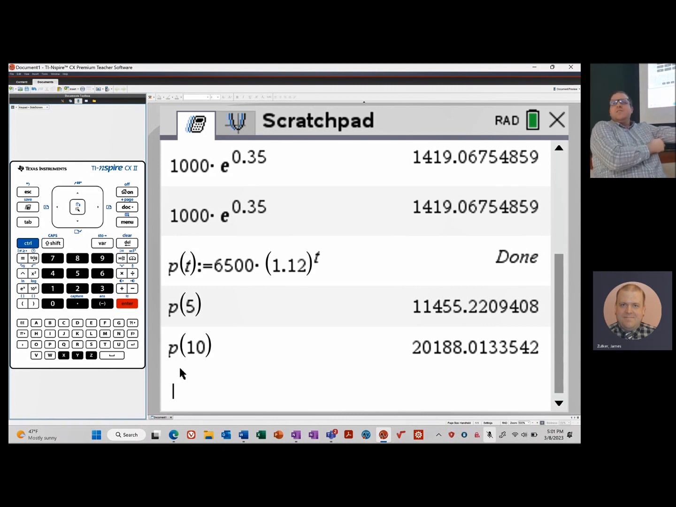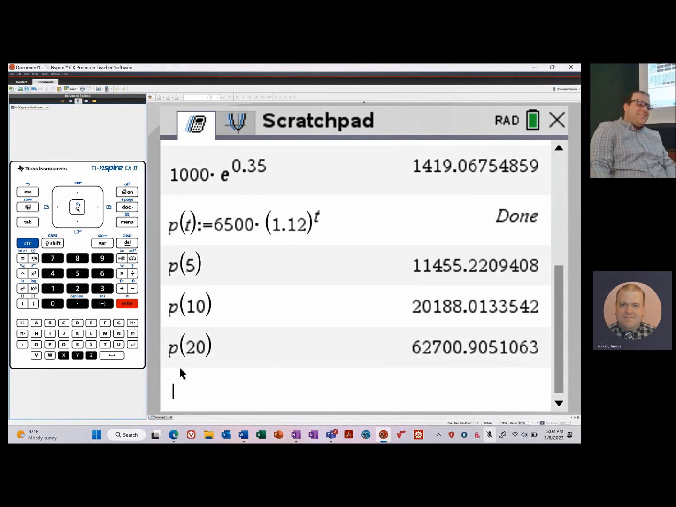Oh, and mind you, Roth IRA is nice because it grows tax-free, meaning the government can't touch it, which is always nice. So you've already paid taxes on the $6,500 you put in, and now they can't tax the growth. 20 years. Your account now has $62,700.